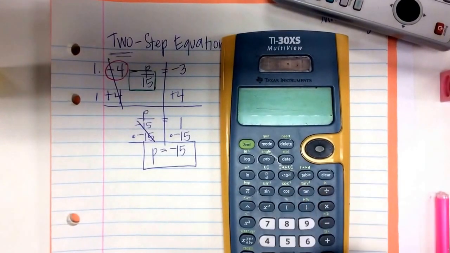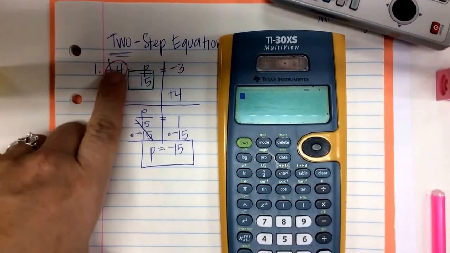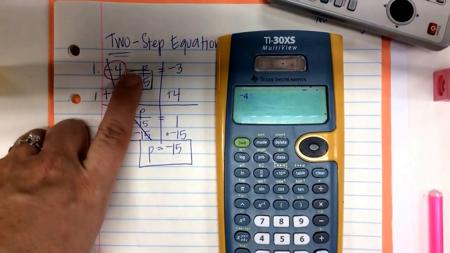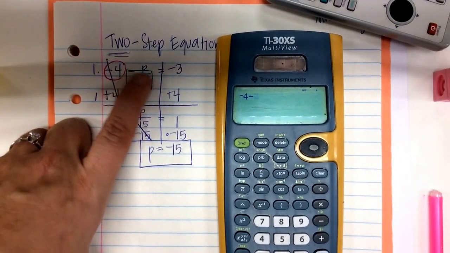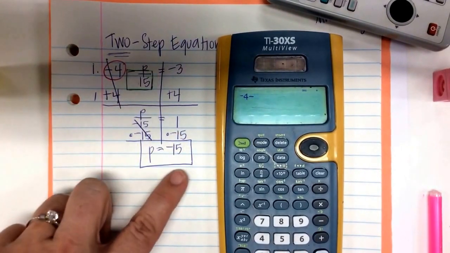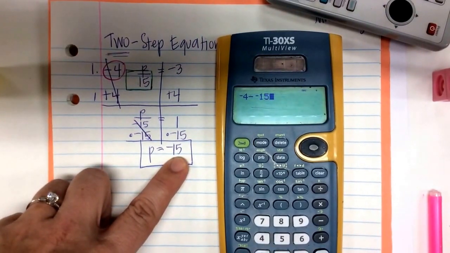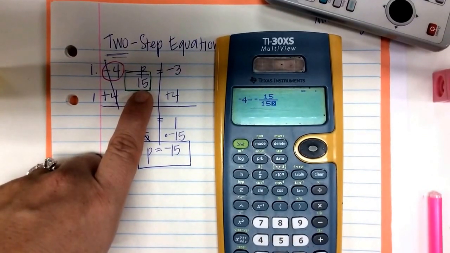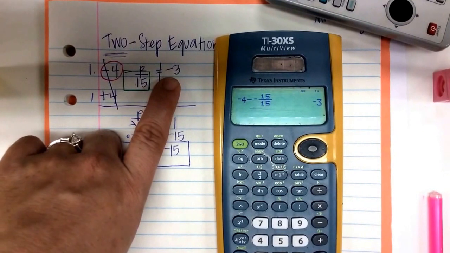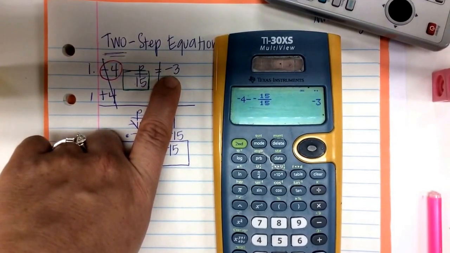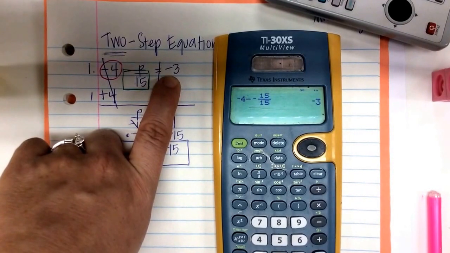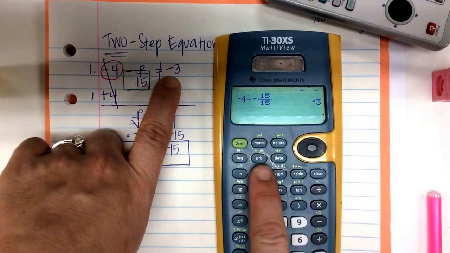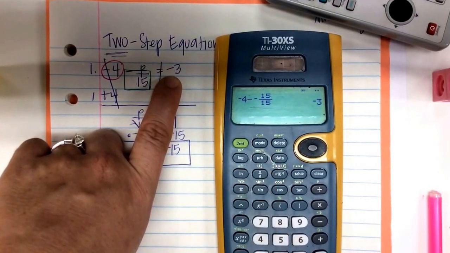Ladies and gentlemen, in case you don't understand the concept of checking, if you took your calculator and you typed in the original problem, -4 minus, and instead of P, what number am I going to put in? -15 over 15. Did I get -3 as my answer? Yeah. Fraction button makes it over.